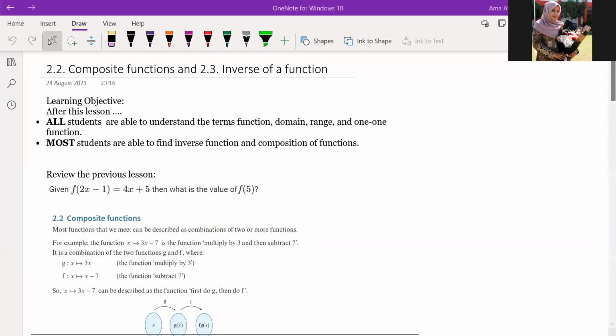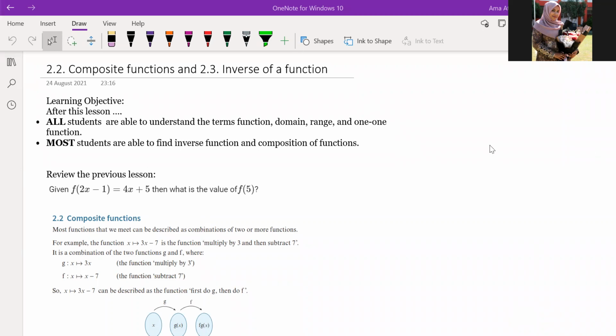Okay, so for today we are going to study about composite functions and inverse of the functions. So inshallah we are going to try to finish the composite and inverse of a function today. So after these lessons, I expect most of the students are able to find the inverse of a function and a composition of a function. Okay.